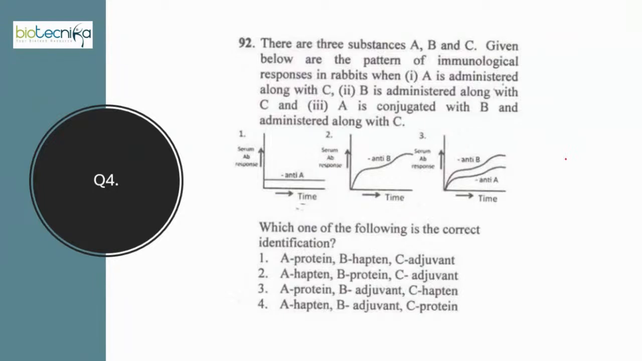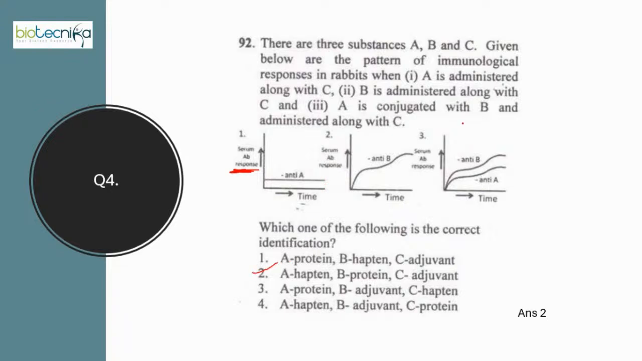Okay, it seems that no one else would like to try. So the correct answer is option 2. As you can see here, they are telling you that A is administered along with C. And y-axis is telling you the antibody response, that is the immunogenic response. You didn't get any response, right? So likely A is a hapten.